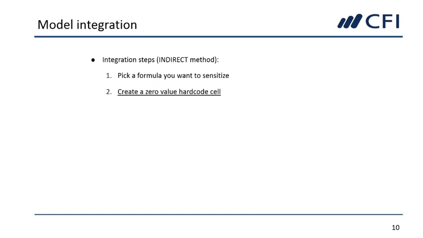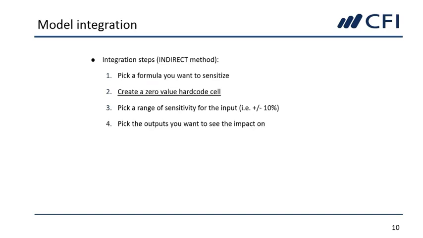What we need to do is create a zero value hard-coded cell. This allows us to take a hard code and put it into a formula, thereby allowing us to sensitize it. This is sort of a workaround that allows you to bypass Excel's inability to sensitize formulas. As in the other example, pick a range of sensitivity for the output, say plus or minus 10%. And then pick the outputs that you want to see the impact on. So we'll stick with the same example of share price. Finally, you link up the data tables, same as in the previous example, and I'll walk through that with you right now.